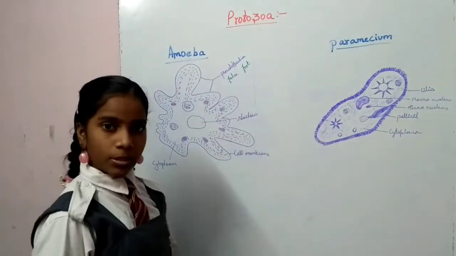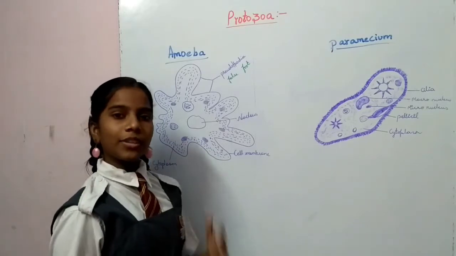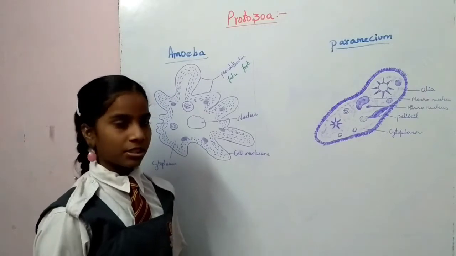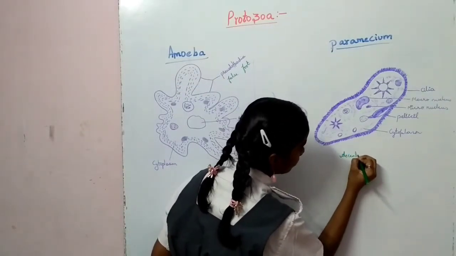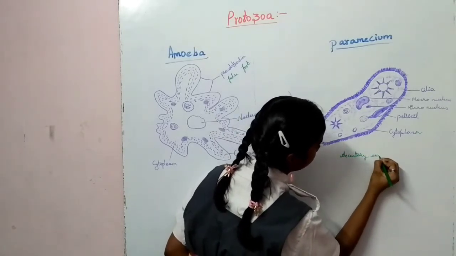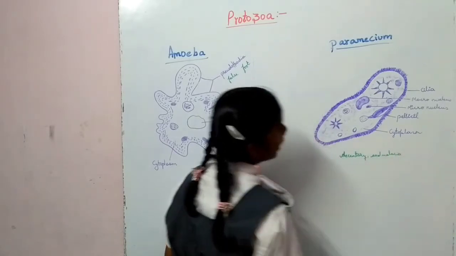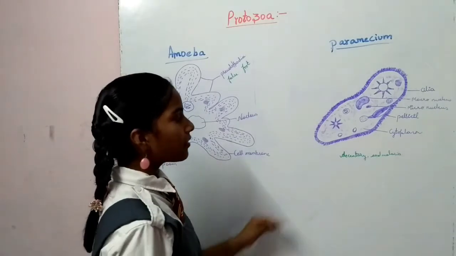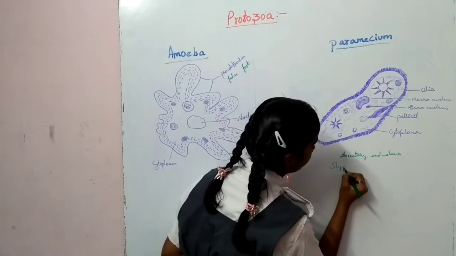So, paramecium is also a unicellular organism that is present in water. Now, if suppose this paramecium enters into our body, we may get some diseases like dysentery and even malaria. Its shape is just like a slipper, right? That's why the other name of paramecium is slipper animalcule.